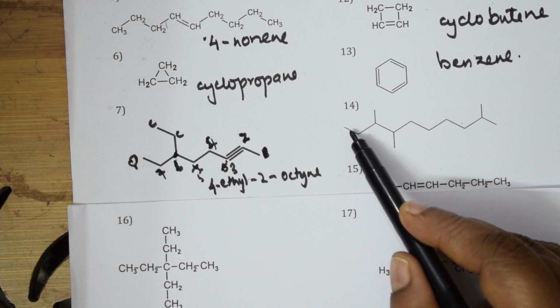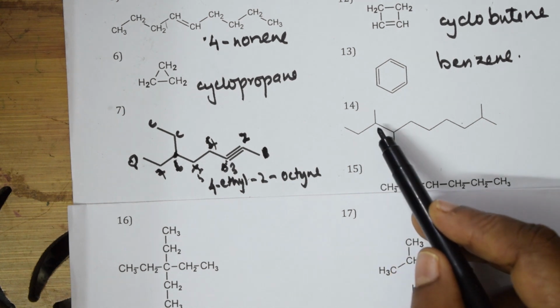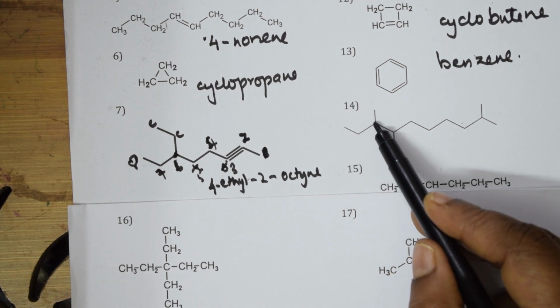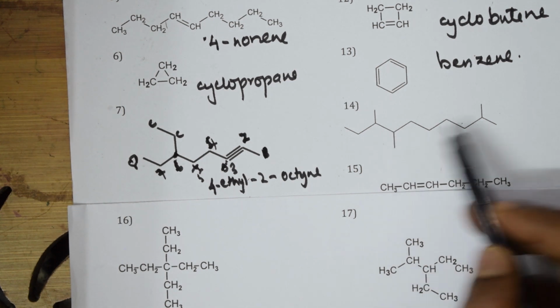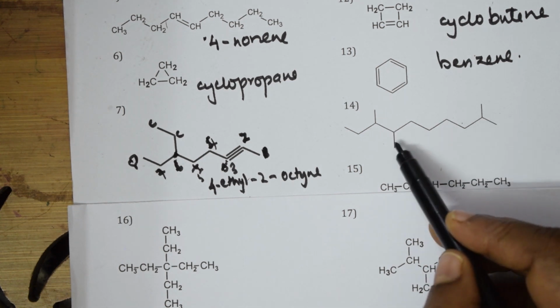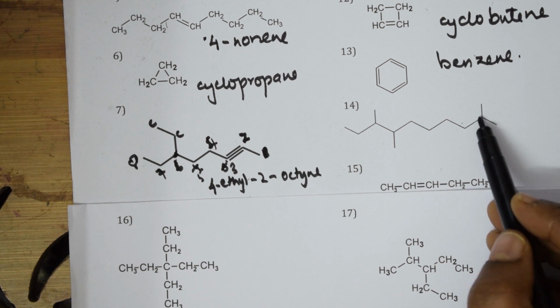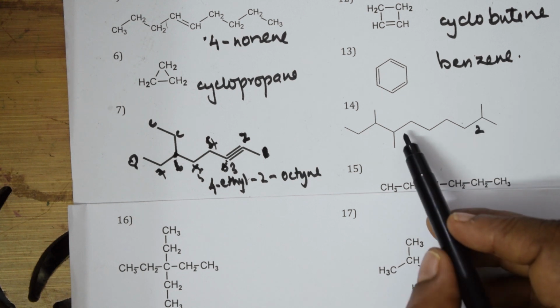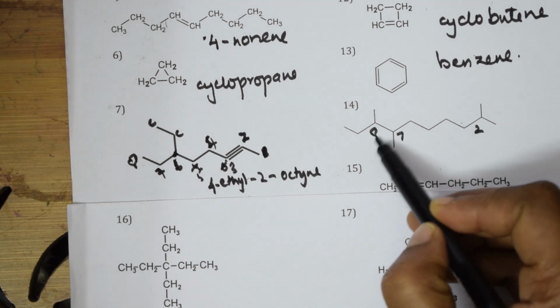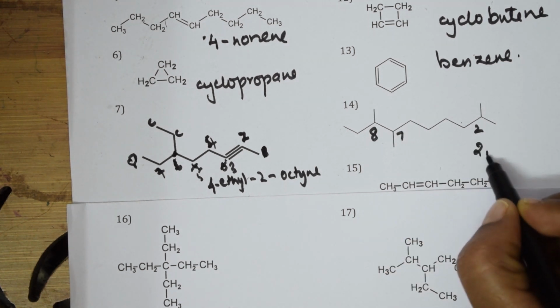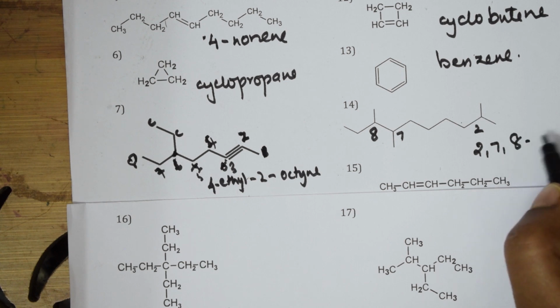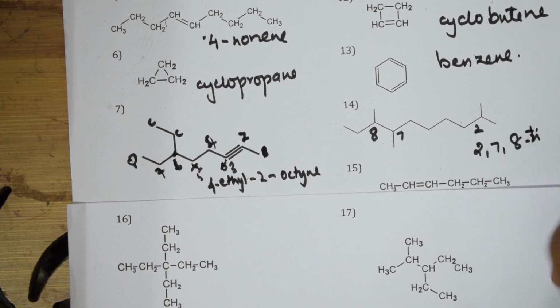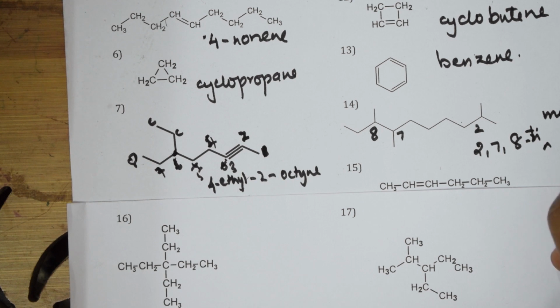Okay, let us name this. There is one substituent where? 2. Should I start from here or should I start from here? Okay, I have to start from here only because the minimum number should be given to the substituent. So this is 2, this is 7, this is 8. So what can I write? 2, 7, 8. And there is no place here. Trimethyl decane.